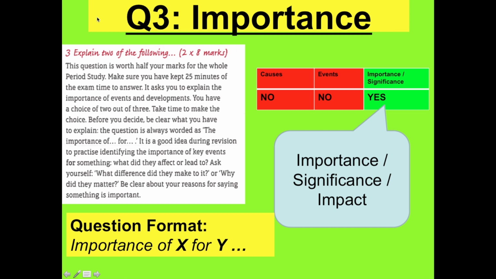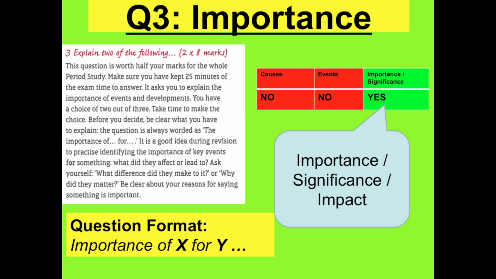Okay. Question 3 then, so it focuses on importance. Here we have the Edexcel guidance, so the question is worth half your marks for the whole of the period study, so it is very, very important. Make sure you've kept 25 minutes of the exam time to answer, so 12 minutes for each section of this answer, question 3. It asks you to explain the importance of events and developments.